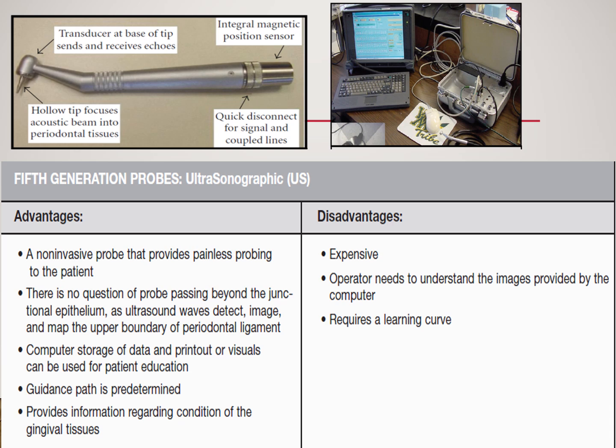The advantages are that it is a non-invasive probe that provides painless probing to the patient. There is no question of the probe passing beyond the junctional epithelium as it is not touching the tissue, because the ultrasound waves detect, image, and map the upper boundary of the periodontal ligament. Along with that, there is computerized storage of the data, and printouts or visuals can be used for patient education. The guidance path is predetermined and provides information regarding the condition of the gingival tissues.